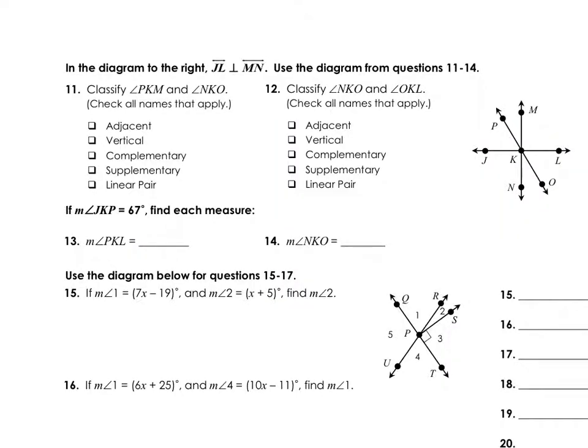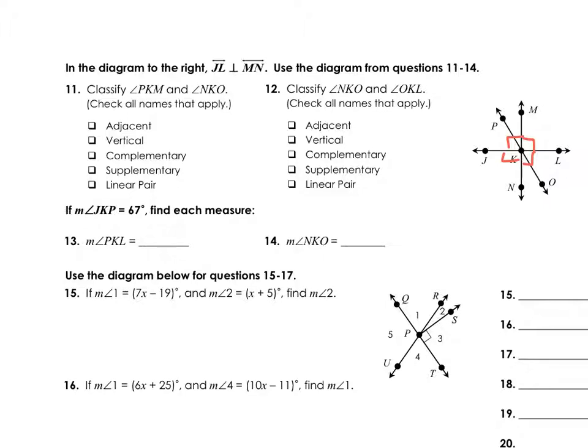Okay, 11 and 12, 13, 14, we're using this picture right yonder. All right. Very important information and directions. JL is perpendicular with MN. So that means that's a 90 degree, that's a 90, that's a 90, that's a 90. They all make 90-degree angles. They want us to check all that apply in 11 and 12.